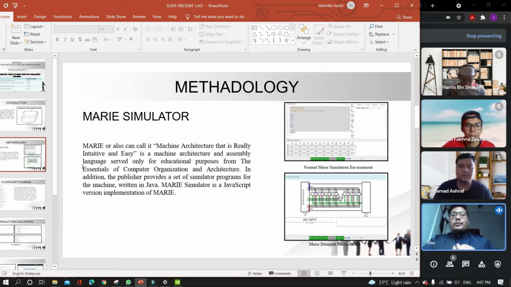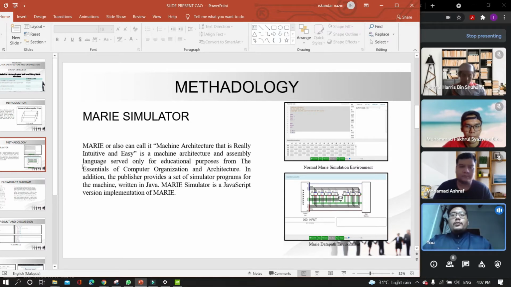MARIE has two simulation environments: the normal MARIE simulation environment, and the MARIE data path environment. The normal MARIE simulation is where we write programs based on the user. The data path shows the process from the start until the end, based on the program we wrote in the normal MARIE simulation.